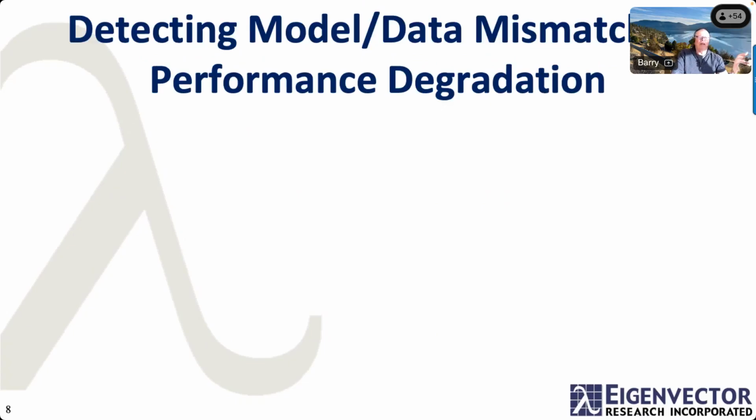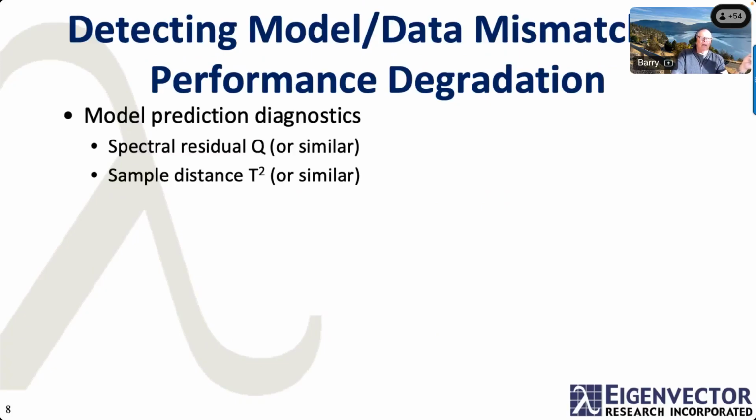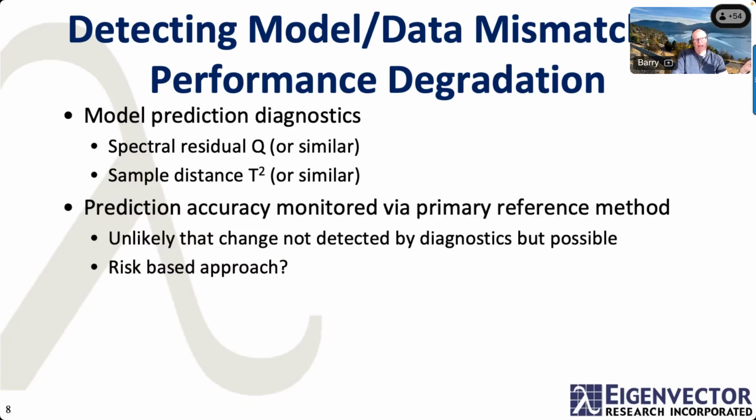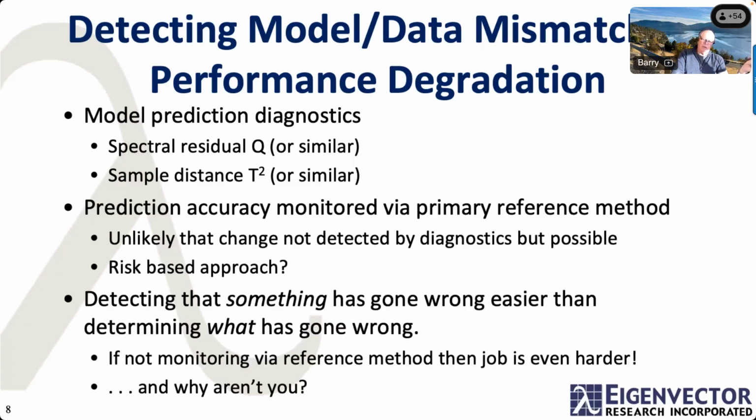So the first thing is, how do you detect model data mismatch and performance degradation? Well, you can use things like PCA models with spectra residuals, Q or similar, and sample distance from the center, T squared or similar. You can, of course, monitor the prediction accuracy via the primary reference method. So in that case, it's really unlikely that a change wouldn't be detected by the diagnostics, but it's possible. Also, you might implement a risk-based approach there. We could talk about that a little more later.